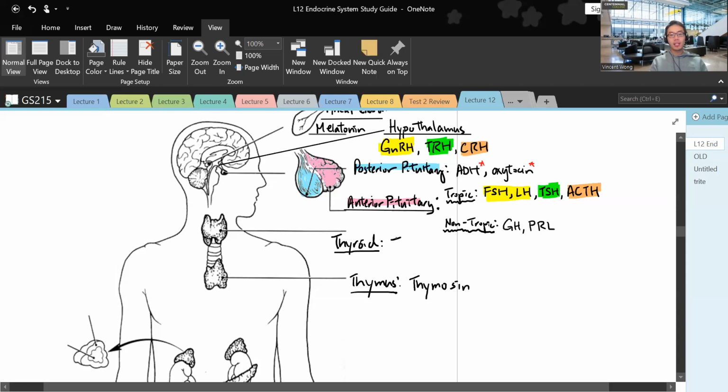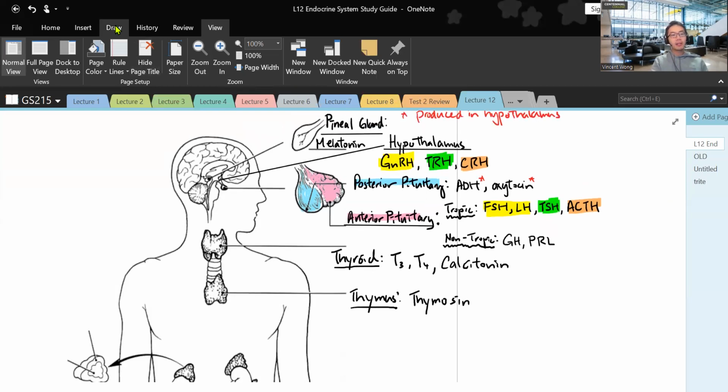Okay, so there's the T3 and the T4, like your textbook forms. Okay, T3, T4, and then there is the calcitonin. Okay, calcitonin. T3 and T4 help regulate metabolism. Calcitonin helps bring the calcium level back down when you have too much.